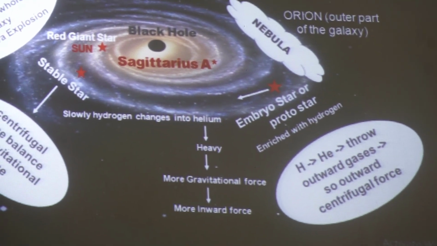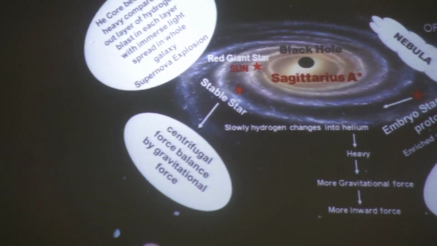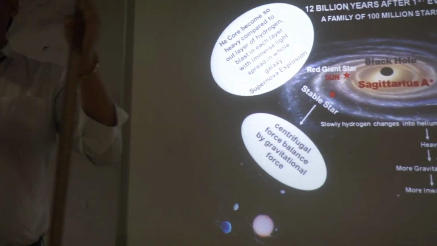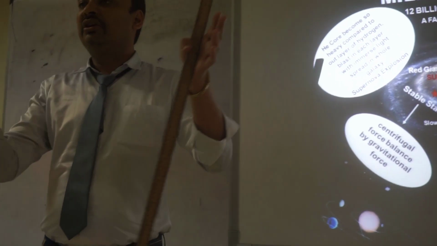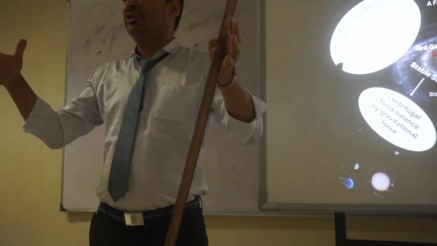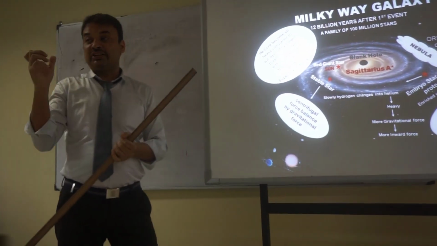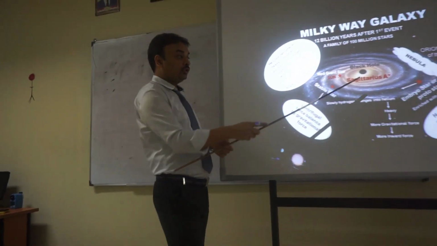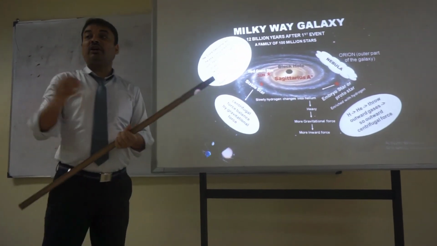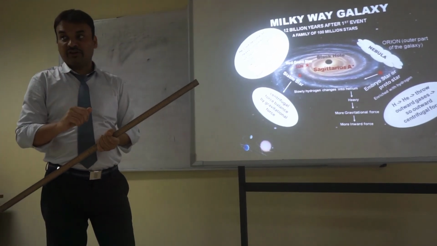In this protostar, hydrogen is thrown outward, helium is thrown inward. Hydrogen is thrown outward due to the centrifugal force, and helium is thrown inward due to the gravitational force. So now the new ball star is there, right? This new ball star is throwing hydrogen outward and helium inward.